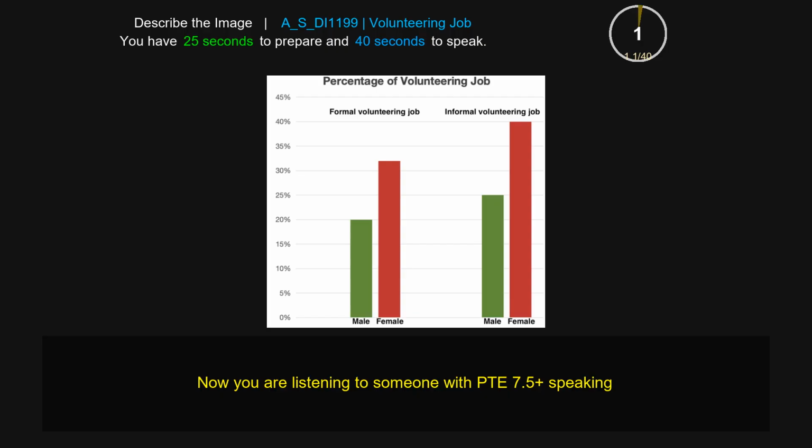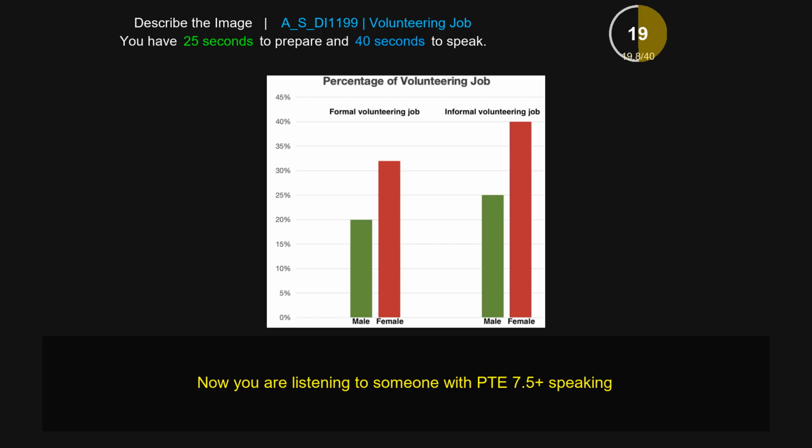The given graph gives information about percentage of volunteering job. It compares a formal volunteering job and the informal volunteering jobs. The x-axis shows data about the male and female. The y-axis shows information about the percentage. We start from 0 and end at 45%.